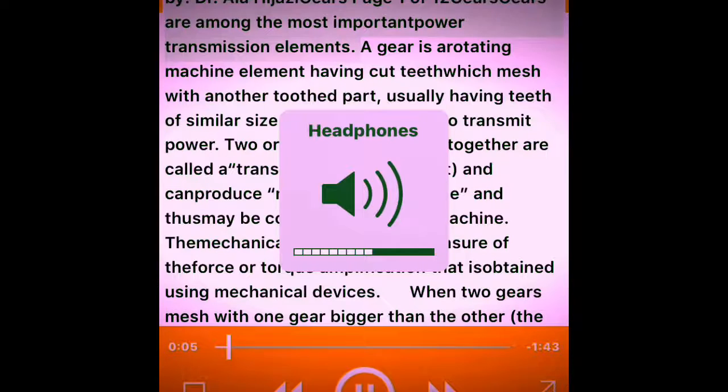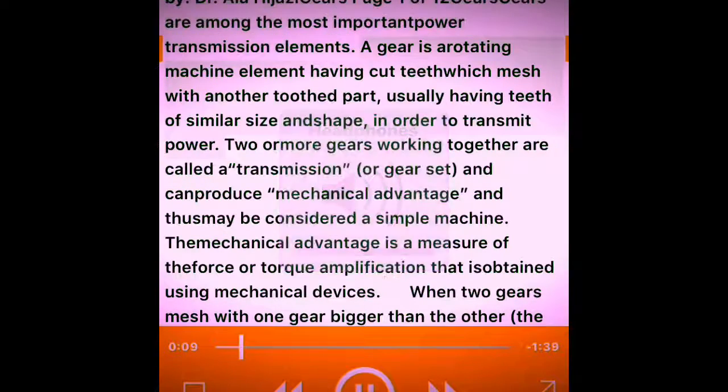Gears are among the most important power transmission elements. A gear is a rotating machine element having cut teeth which mesh with another toothed part, usually having teeth of similar size and shape. Two or more gears working together to transmit power are called a transmission or gear set, and can produce mechanical advantage and thus may be considered a simple machine.